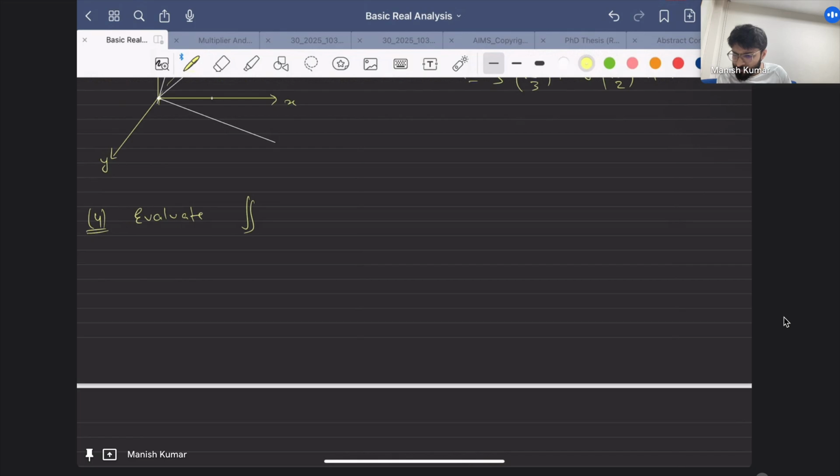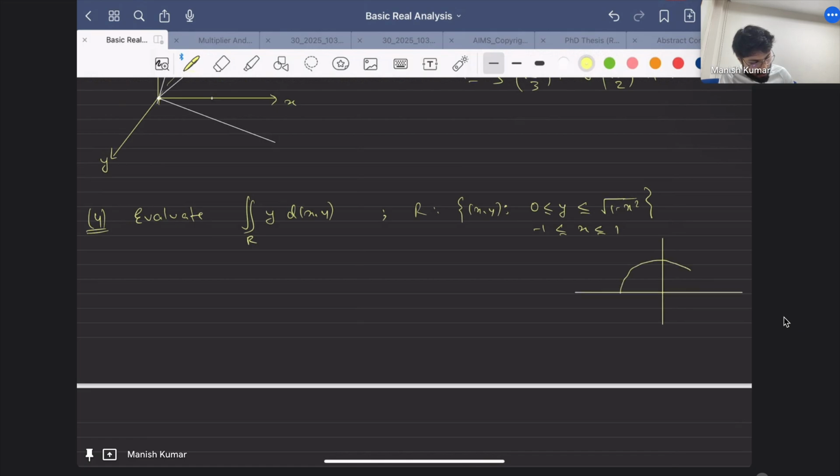The integral of y d of xy over R, where R is the semicircle, so it's like xy, where 0 is less than or equal to y less than or equal to root of 1 minus x square, and x is varying from minus 1 to 1, so it's like the upper semicircle, that's all. So this is 1, 0, this is minus 1, 0.